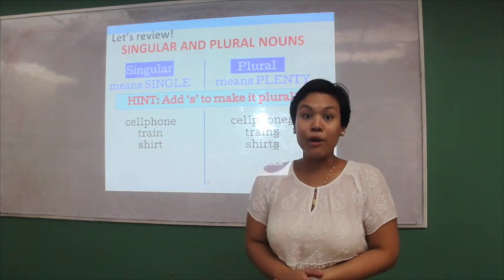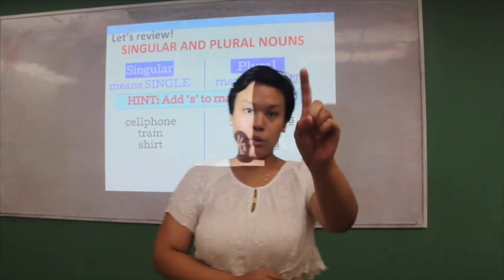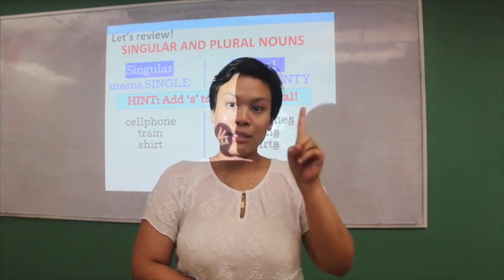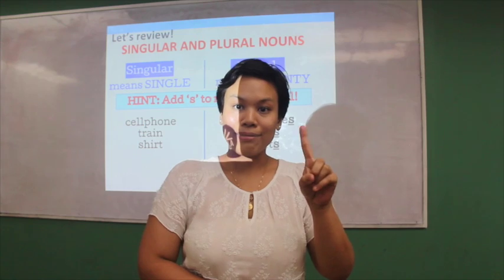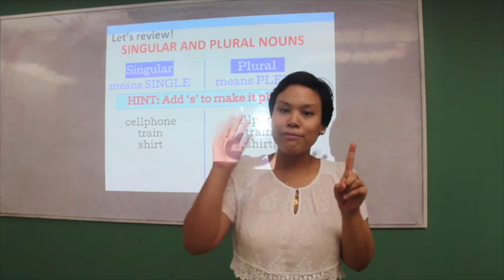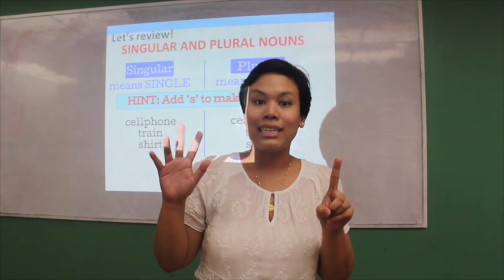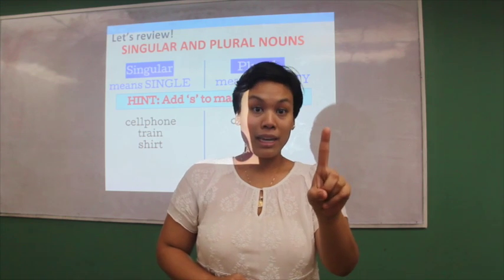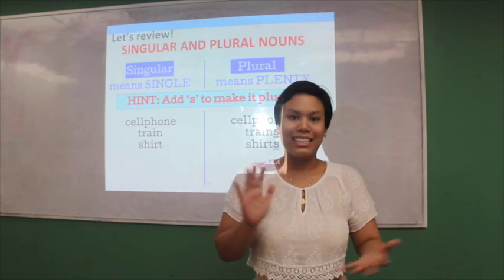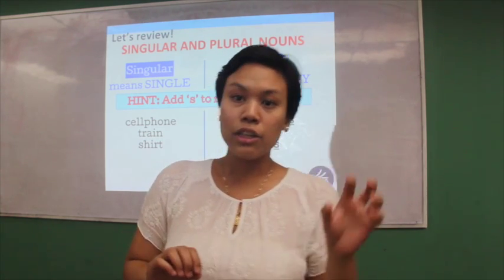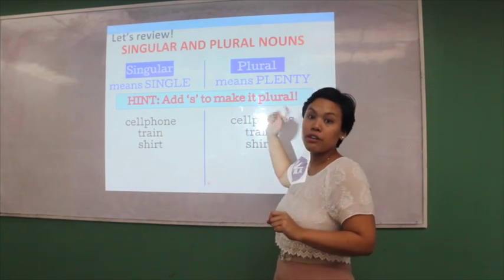Let's start with a review of what singular and plural nouns are. I want you to hold up one finger. This means singular. Singular, in other words, is single. Alright, now hold up 5 fingers. This is plural. Plural means plenty. Singular means single, and what does plural mean? Plenty. Now, a trick to making singular nouns plural is just to add S to the end of the word.